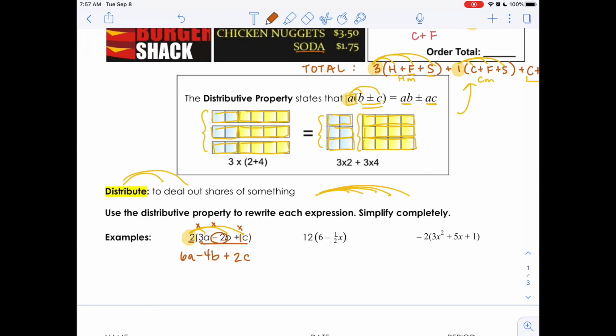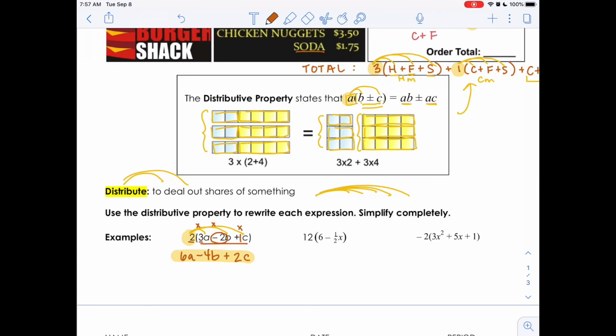So once again, I've got a's, b's, and c's. Nothing can be combined, but I did get rid of the 2 out in front, so I did simplify this a little further than it was before. So this would be my final answer. Notice that I didn't solve it. I don't have a equals something, but I did simplify it as far as I could. Looking at the next one, I have 12 times (6 minus half x).